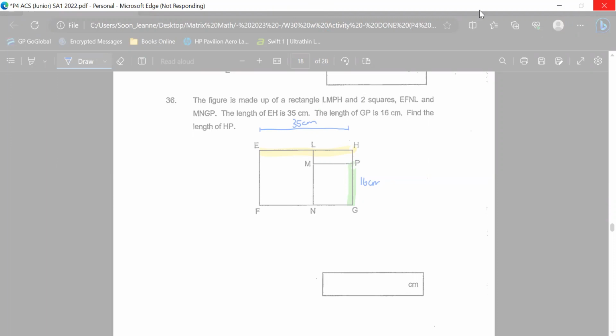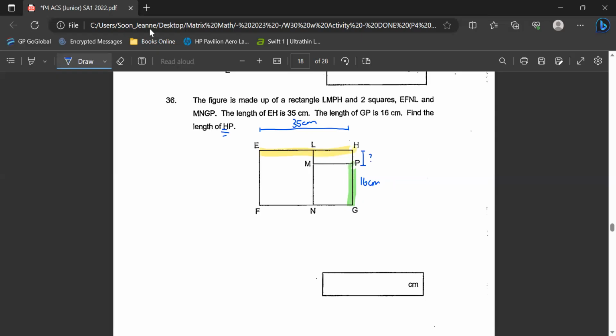Okay, it's done. Okay, we want HP. So HP is this one. Okay, so what we are going to do is find out the answer.